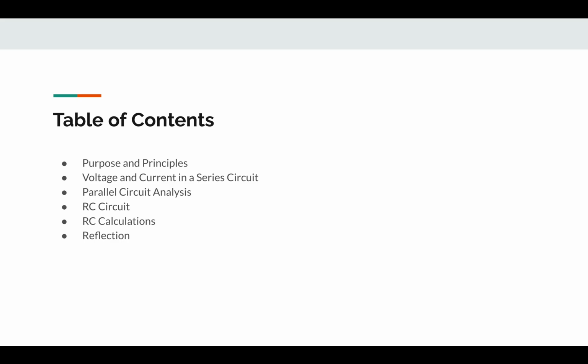So before I really get into it, I just want to do a quick overview of what's going to happen. First, we're going to go over the purpose of this experiment and the principles behind it. Then we're going to talk about the voltage and current in a series circuit. Then we're going to do some analysis with the parallel circuit. And then the bulk of this experiment was with an RC circuit and RC calculations using a capacitor and calculating the RC value. And then we'll have a couple of reflection questions to end on.